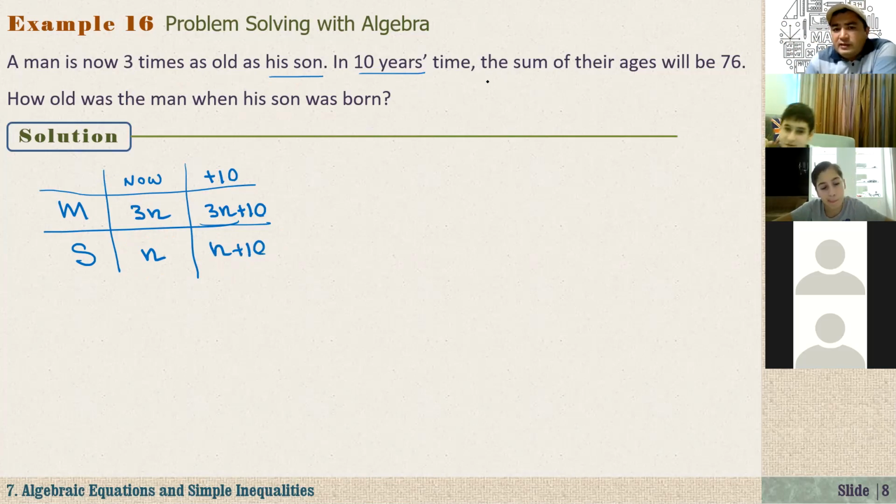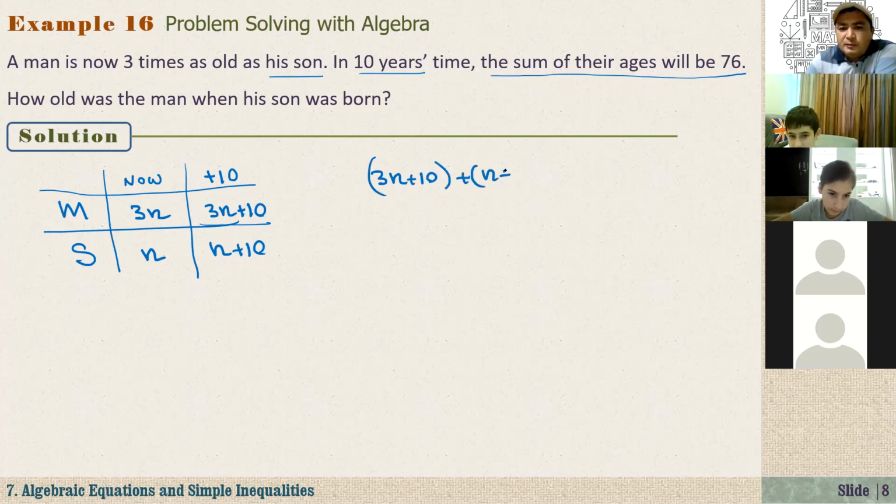And the question is saying that in 10 years' time, the sum of their ages will be 76. So their ages are 3n plus 10, that is the man's age, plus n plus 10, the son's age. So this will be equal to 76, okay?